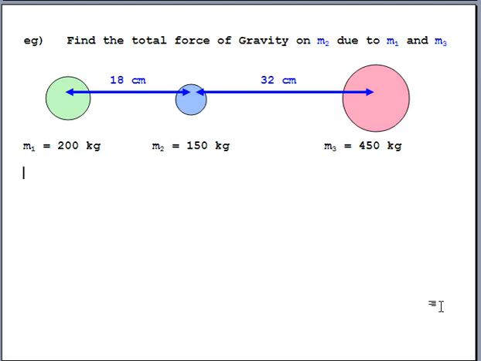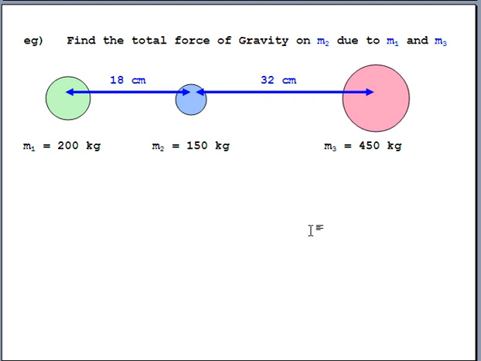Let's start mixing some vectors together here. Let's say there are these three objects. They're pretty large in mass: 200, 150, and 450 kilograms. And you've got the spacings there measured center to center. The request is that we find the total, vector total, force of gravity acting on that blue one due to the other two, due to the green one and the pink one.